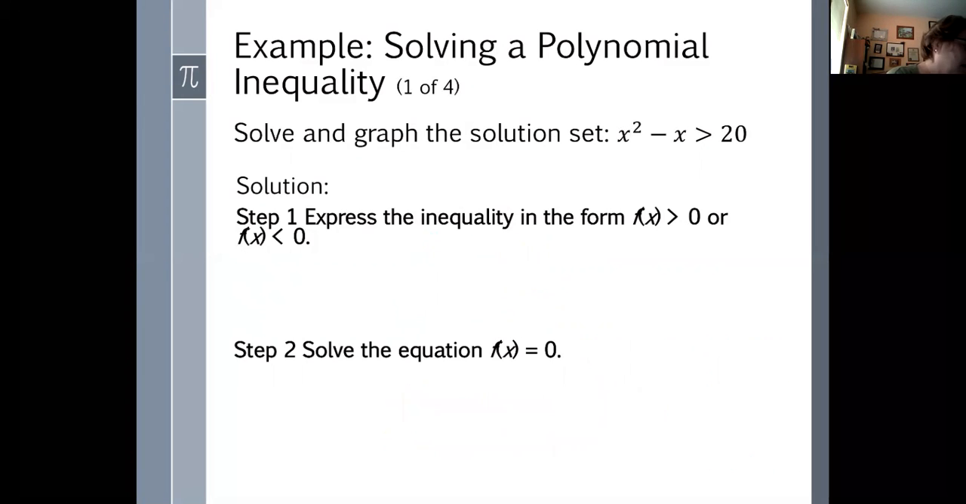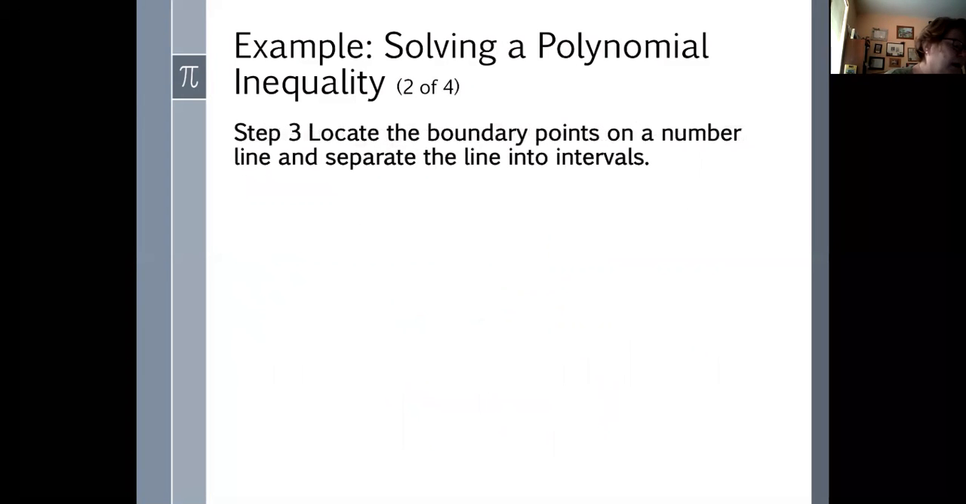Okay, so the next step is I'm going to locate these boundary points on my number line, and I'm going to write my intervals. So I have what? Negative 4 is a boundary point, and 5 is a boundary point. Now my inequality was a greater than, so I'm not going to include the boundary points in the solution.